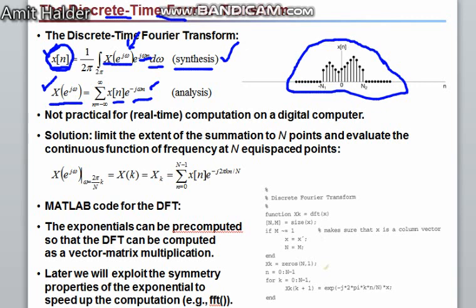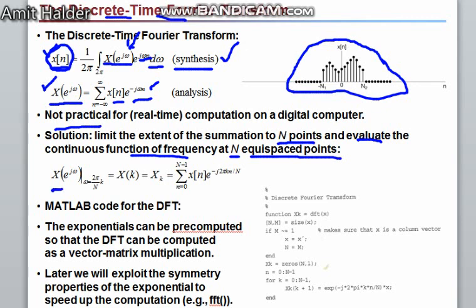This is not practical for real time computation on a digital computer. What is the solution? Limit the extent of the summation to N points and evaluate the continuous function of frequency at N equispaced points. That means in the integration it might go to infinity, but you can make it finite with an N point limit. If you limit the summation to N points and evaluate it, you can easily get the Fourier transform.